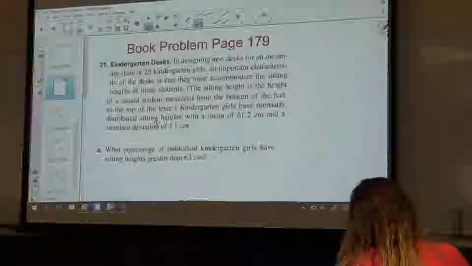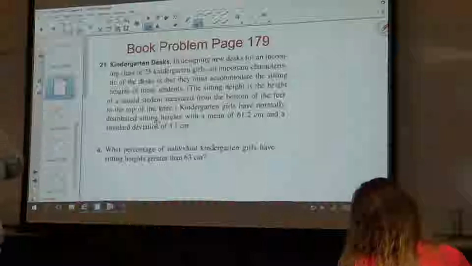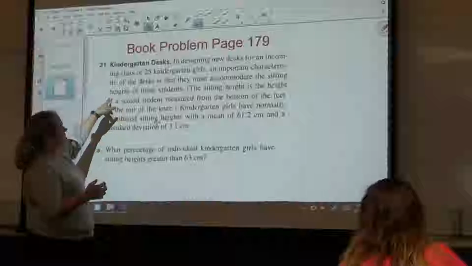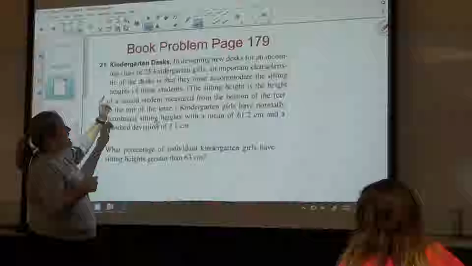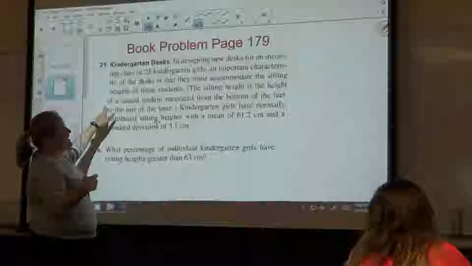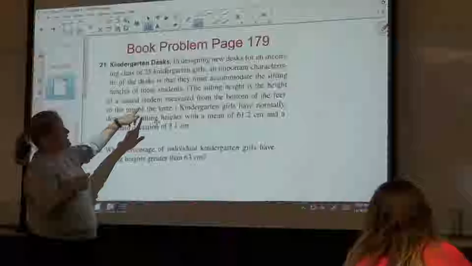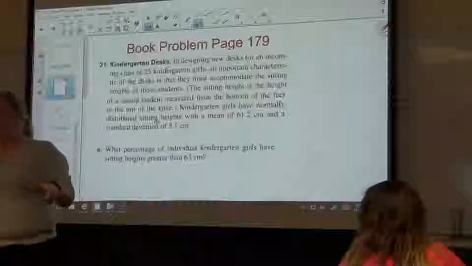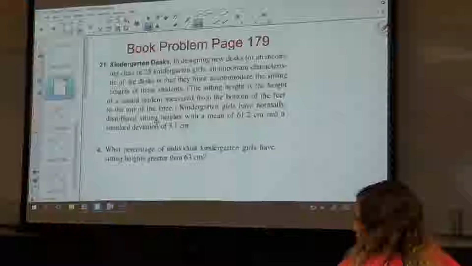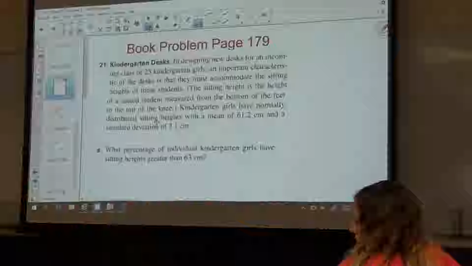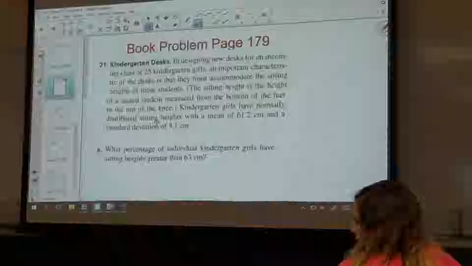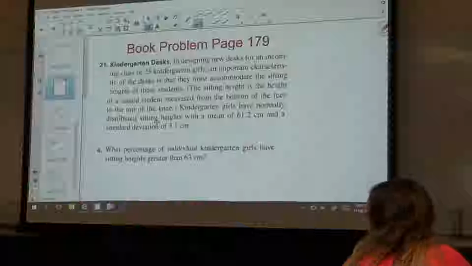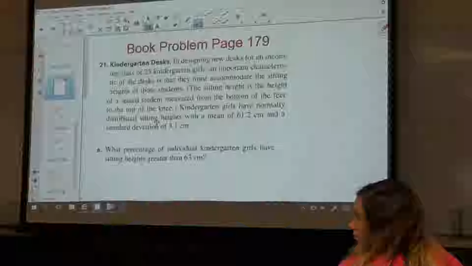So, this problem talks about that. It says, in designing new desks for kindergarten girls, there's an important characteristic that they must accommodate: the sitting heights of students. The sitting height is the height of a seated student measuring from the bottom of the foot to the top of the knee. So they're measuring from here to here, like where your calf is. Is that with your foot flat? Yes.